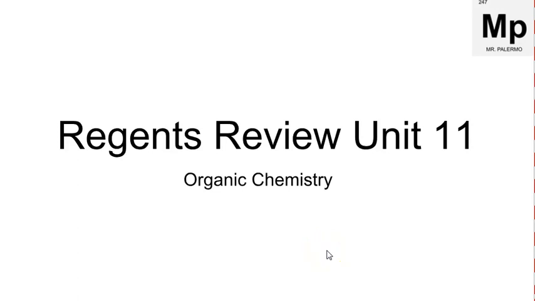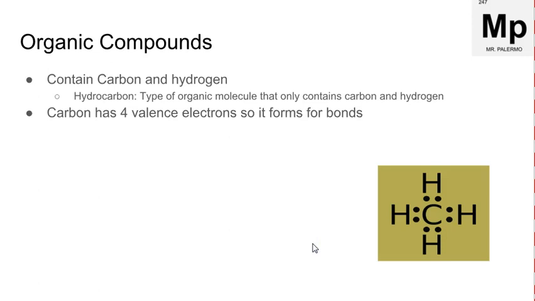This is Regents Review Unit 11, Organic Chemistry. Recall that organic compounds are compounds that contain carbon and hydrogen. And there's a specific type of organic compound that contains only hydrogen and carbon, and we call those hydrocarbons, containing, again, only hydrogen and carbon.